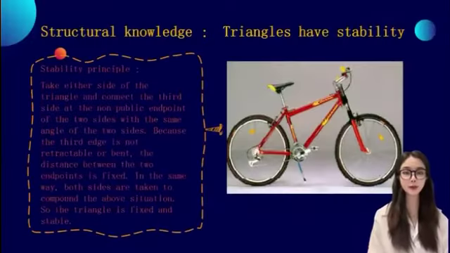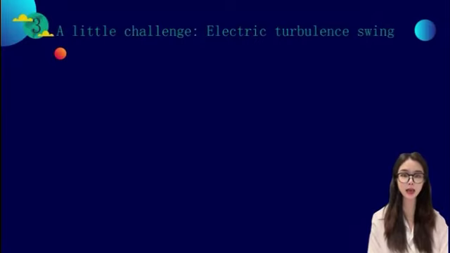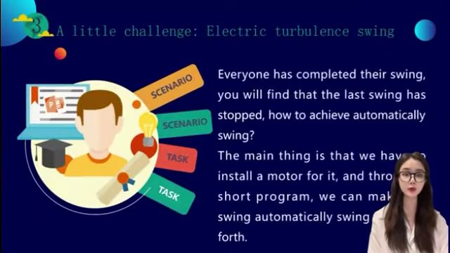Okay, everyone has done their little swing, right? So what we mentioned earlier is the stability of the triangle on the swing. So let's check it together. Does your swing use this structure? We can find that after everyone has completed their swing, the swing will finally stop in front of you.